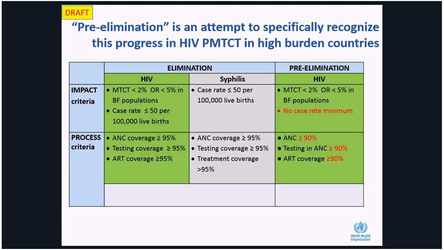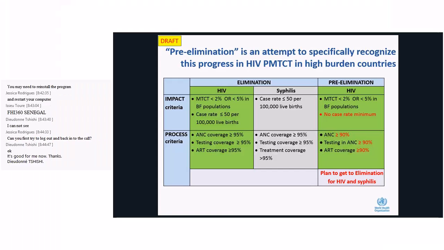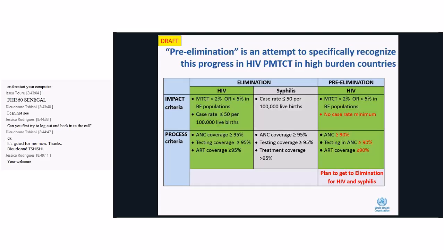So what this first slide shows you are the criteria for elimination. And if you look at the next slide, I've added here the proposed criteria for pre-elimination. Now again, these are draft criteria. They're not as yet finalized, so please don't take this away and say, oh yes, WHO has defined what these criteria are. They still need to be fully and formally endorsed by our Global Validation Advisory Committee and then officially released through the WHO processes before we can say that these are the final criteria. But I think this is where we're heading.